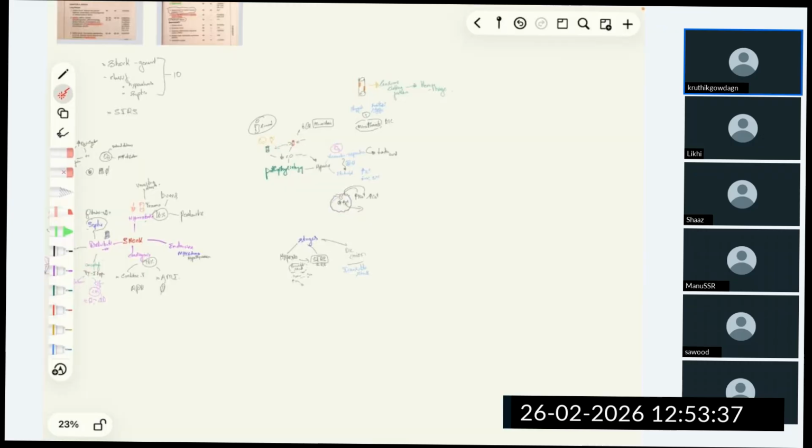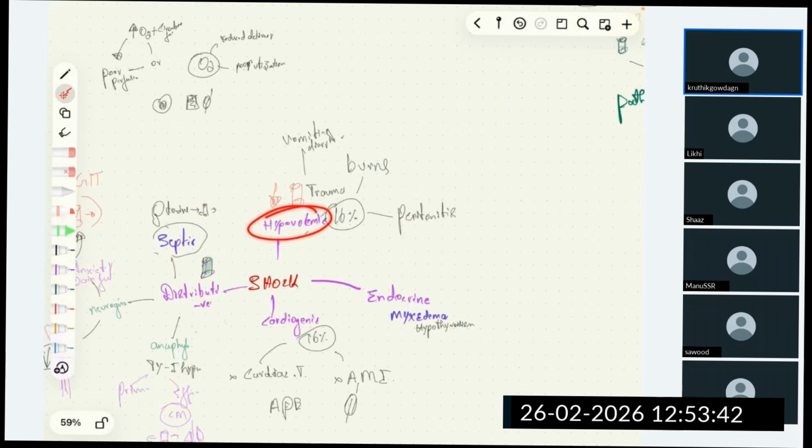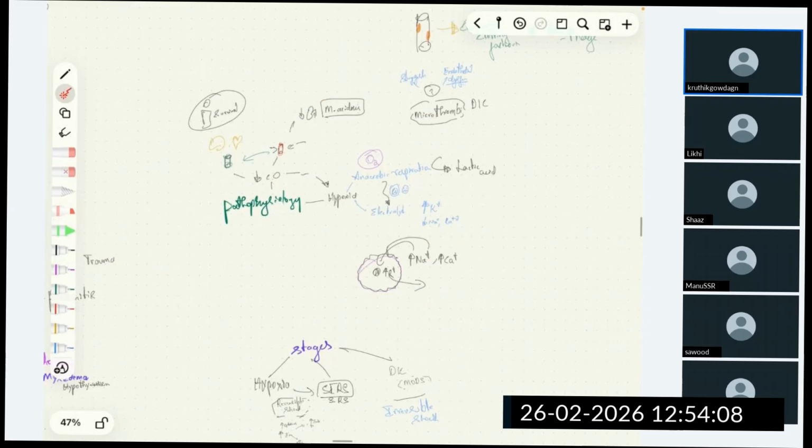Next, we are continuing with hypovolemic shock. We already saw the causes of hypovolemic shock. It may be due to hemorrhage, due to trauma. It may be due to loss of fluid due to burns. It may be due to loss of fluids and electrolytes, water and solutes, during vomiting and diarrhea. It may be secondary to sequestration of fluid in case of peritonitis. These are all the causes of hypovolemic shock, which is one of the most common causes of shock.